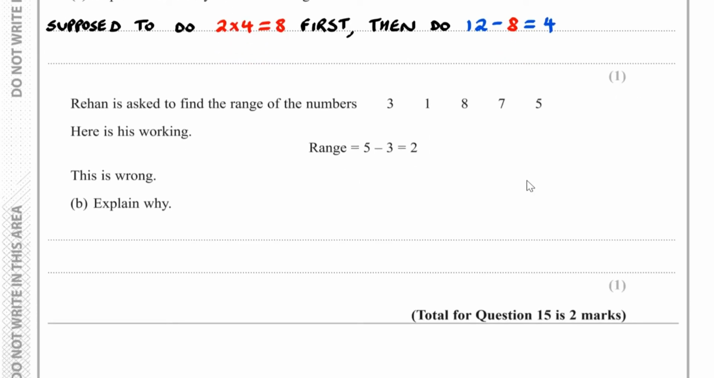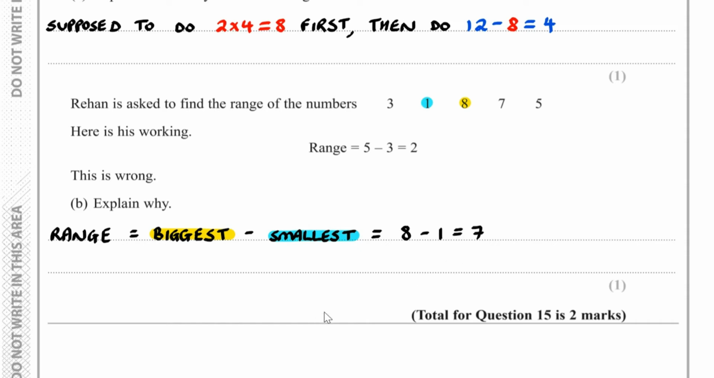And then for the next part of the question, Ruhan is asked to find the range of the numbers 3, 1, 8, 7, 5. Here is his working. He did 5 take away 3, which is 2. This is wrong. Explain why. Well, to work out the range, we need to do the biggest take away the smallest. Now, the biggest number is 8. The smallest number is 1. So the range is 7.